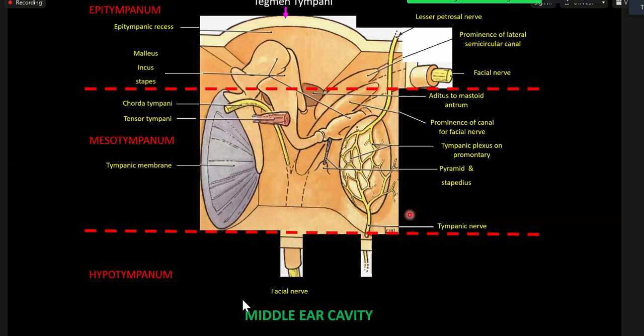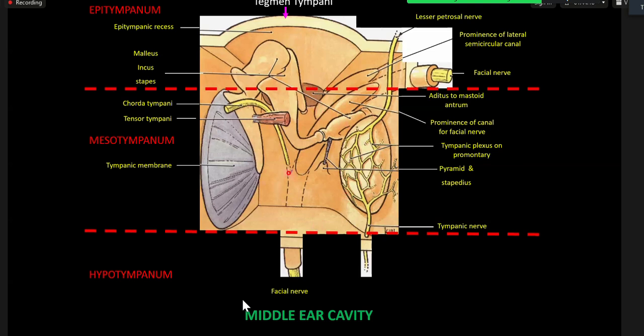Now, once again, repetition of the room concept of the middle ear. Now, concentrate on what is in which. This is the middle portion, which is the mesotympanum. If you draw a line, this is the tympanic membrane. If you draw a line at the superior edge that passes through the facial nerve canal on the medial wall, inferior to that, and another line at the edge of the tympanic membrane, the annulus, this will be the mesotympanum. Hypotympanum is just a trough, which has nothing more than that, inferior to that.